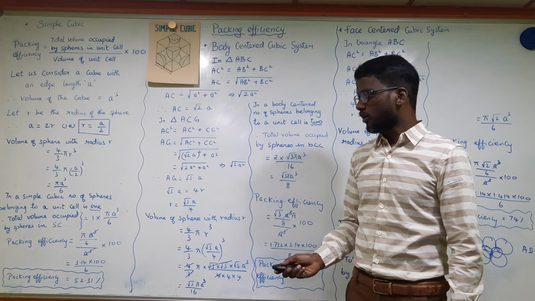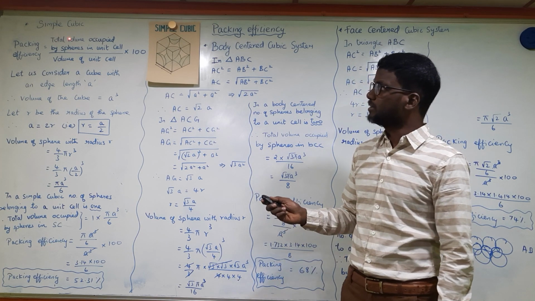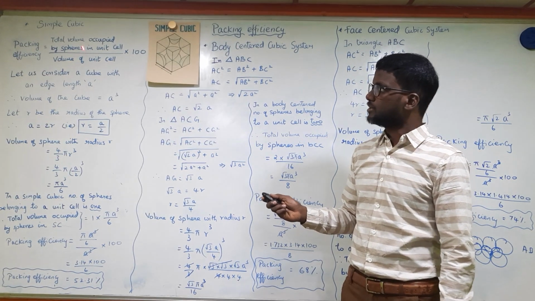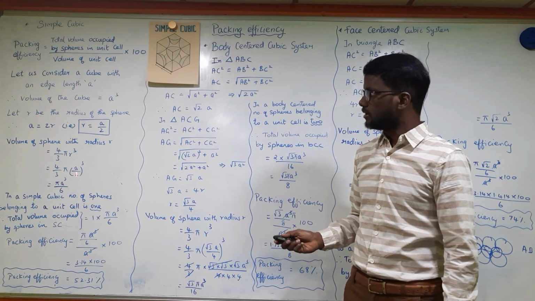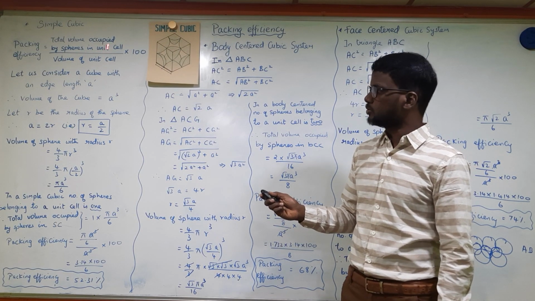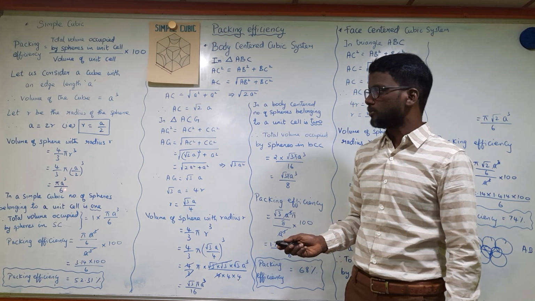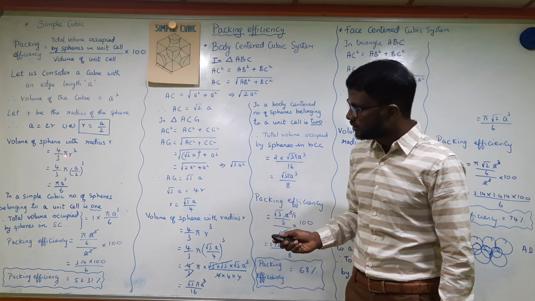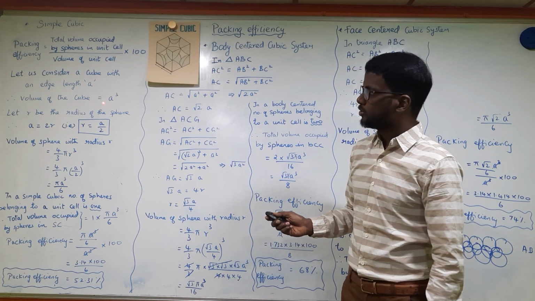Okay, so now what is packing efficiency? The formula is total volume occupied by space in unit cell by volume of unit cell. So what is total volume occupied by unit cell? Total volume occupied by space in the unit cell, that is pi a cube by 6. What is the volume of unit cell? That is going to be a cube. Volume of cube is going to be a cube.